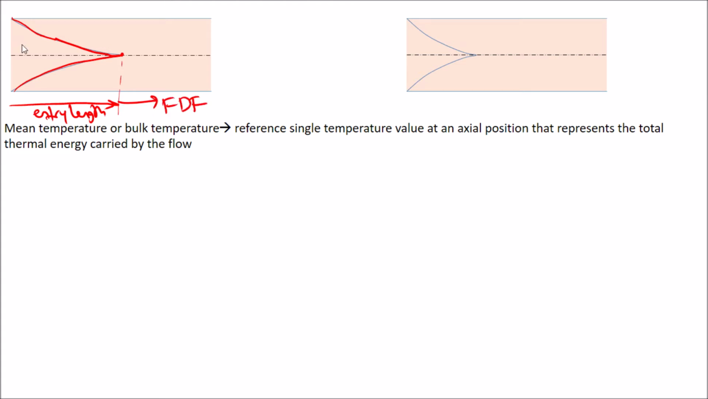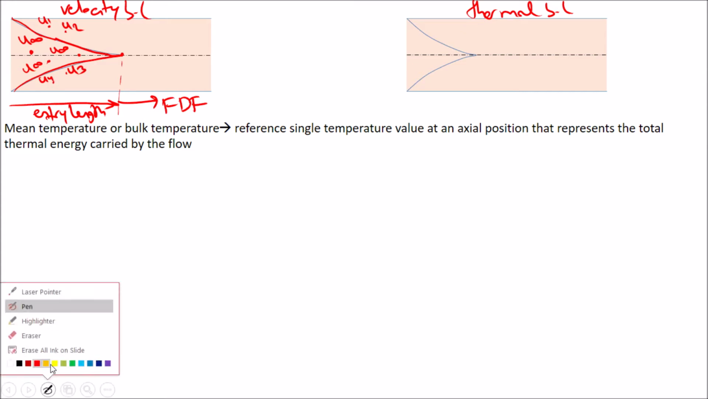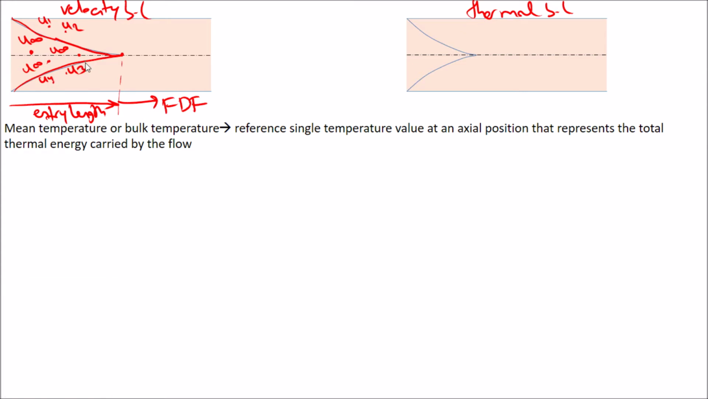Here this is for the velocity boundary layer, and this one is for the thermal boundary layer. For the velocity boundary layer, inside these lines, at this point the velocity is u infinity. Here the velocity is u infinity. Here velocity is u infinity. But outside, you have different velocities, here u1, u2, u3, and u4. If you plot the profile, you will have a profile something like this one.